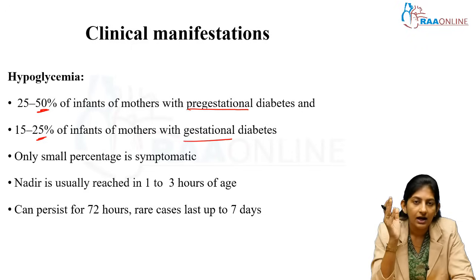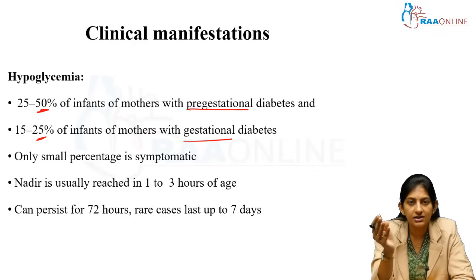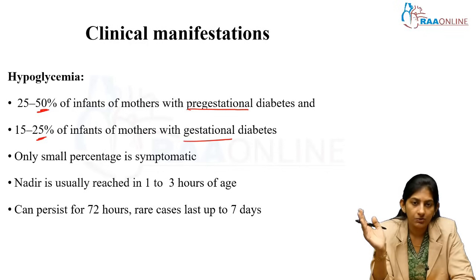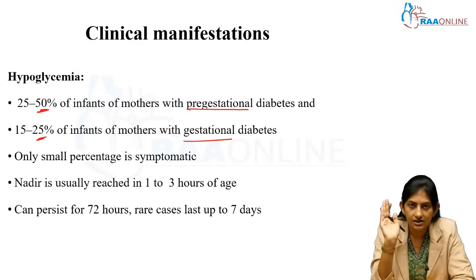So always take these percentages, very basic ones only. I'm telling all in my presentations, not the complex ones. So imagine how you're going to counsel the family. In that way, we can remember for a long term, not just for the examinations, but for a long term in your practice also you will remember, right? So hypoglycemia, I told you, 50% for pre-gestational and 25% for gestational diabetes, right?